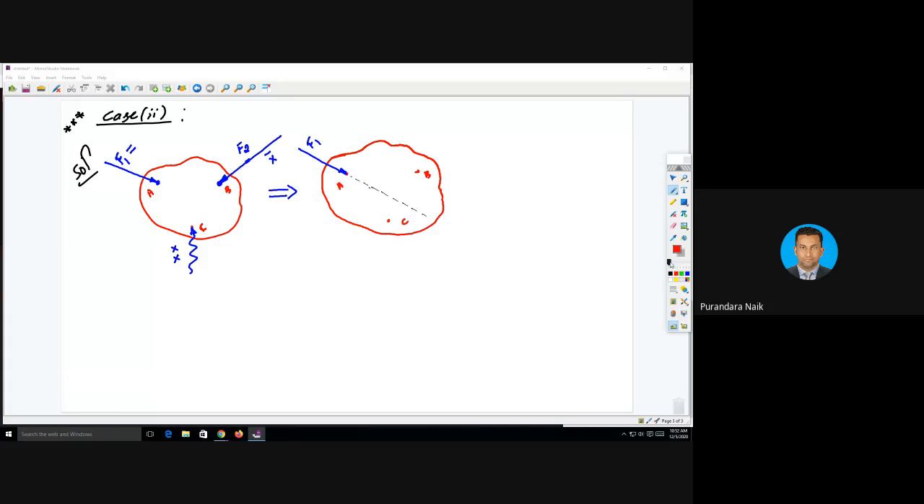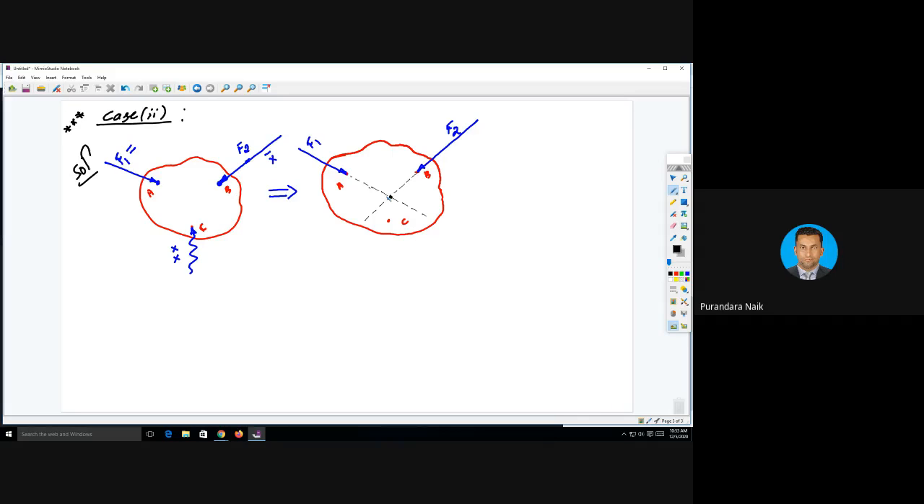Next, I have to show the second force. F2 is known in direction, right? I don't know the magnitude, but I know the direction. So I'll show it. So this is F2. I'll extend this and I'll try to intersect the first line. Correct? So this is the point of intersection.